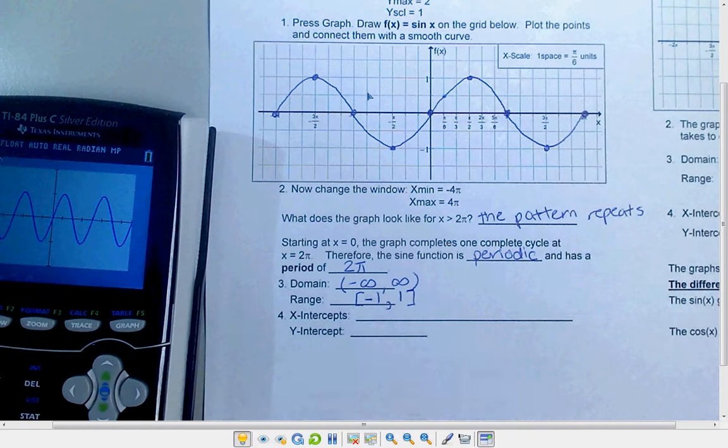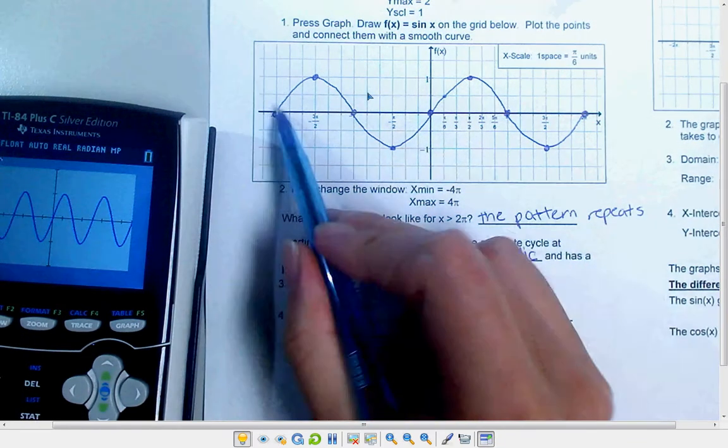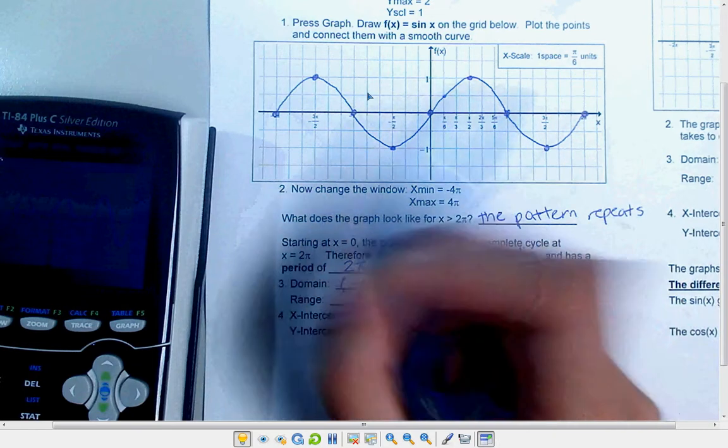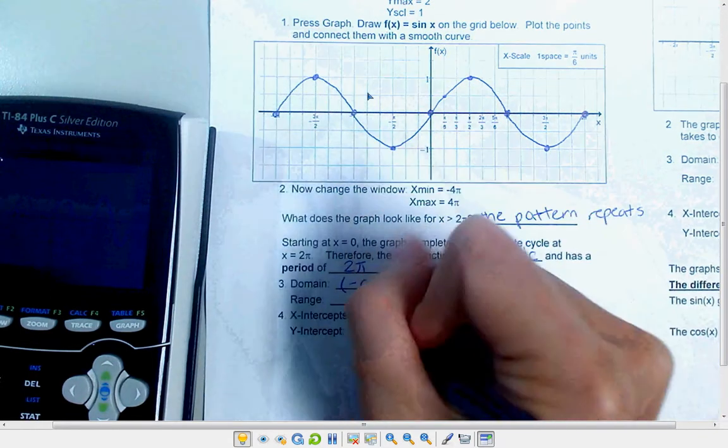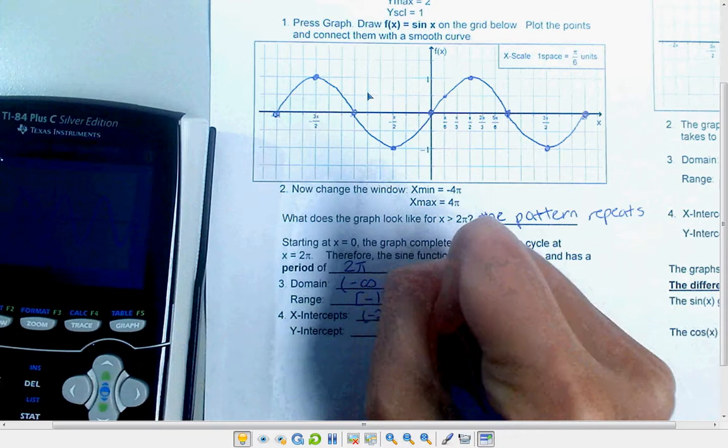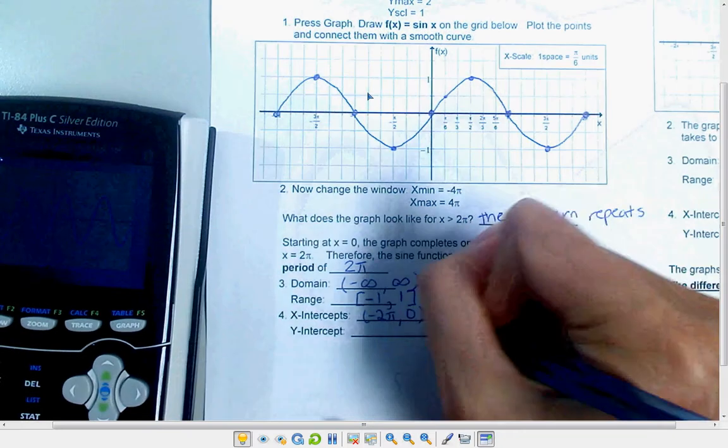So now let's look at our x-intercepts. X-intercepts are where it crosses the x-axis. So we have 1, 2, 3, 4, 5 right here. This first one is at negative 2 pi, comma 0. Then we have negative pi, comma 0.